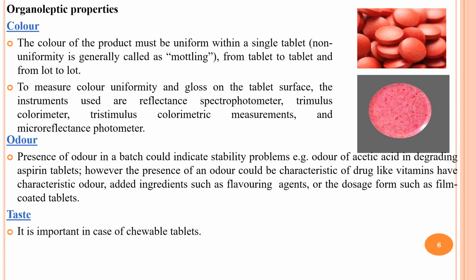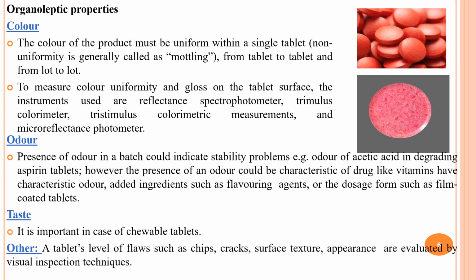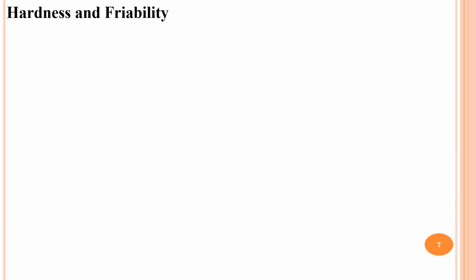Next is taste. It is important in case of chewable tablets. Other than these three properties, a tablet's level of flaws such as chips, cracks, surface texture, appearance are evaluated by visual inspection techniques. The next test is the hardness and friability.